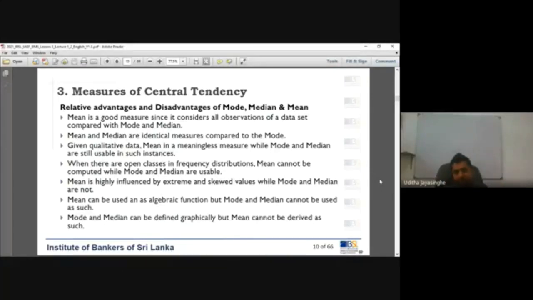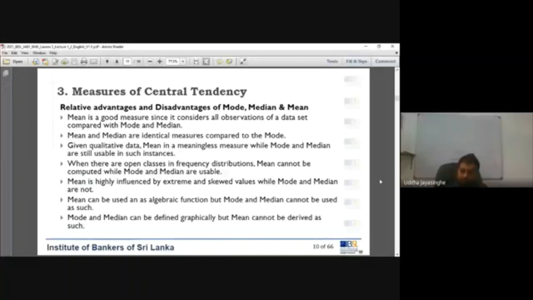Second point, mean and median are identical measures compared to the mode. Mode is the most frequently occurring number. It could be multiple numbers, multiple modes, or no modes, such instances. But median and mean are uniquely calculable measures. That's the second point we need to keep in mind.